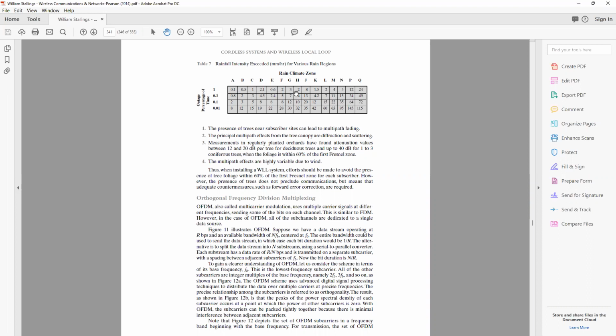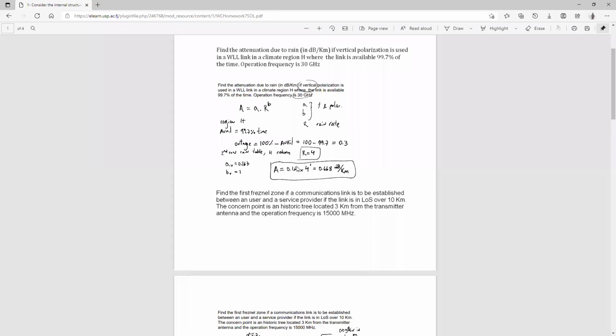So the parameter for that is in the second row and this particular column. We'll be using 4 as our rain rate, so we'll be using this particular variable, and the rain rate will be in millimeters per hour. So the unit of this rain rate is millimeters per hour. So we know our rain rate: our rain rate is equal to 4.